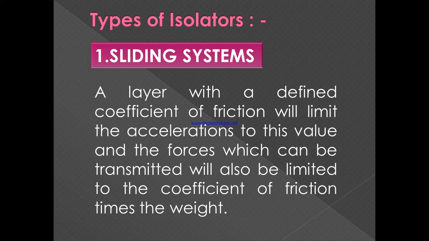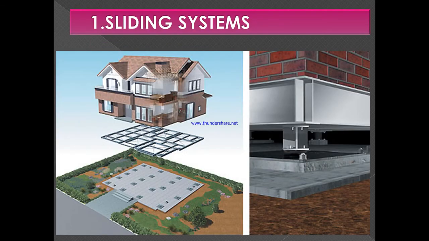Okay, that is a type of isolator. The first is the sliding system. It is nothing but a layer with a defined coefficient of friction that will limit the acceleration to this value, and the force which can be transmitted will also be limited to the coefficient of friction times the weight. So this is the example, the sliding system.